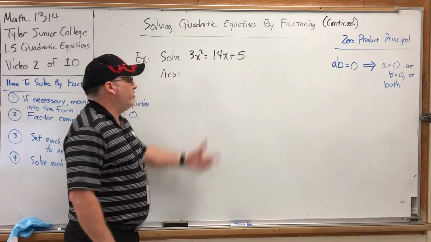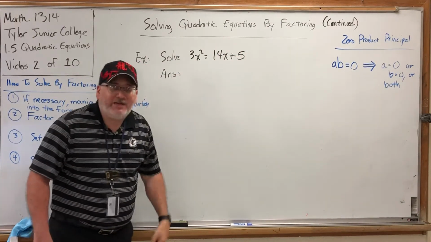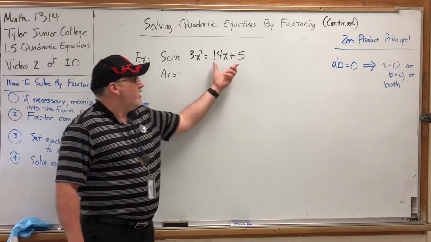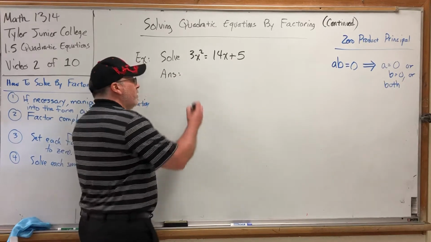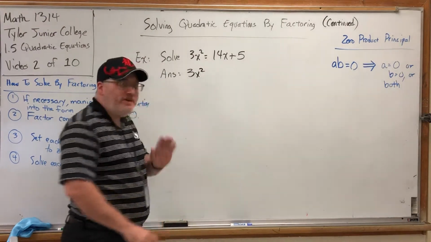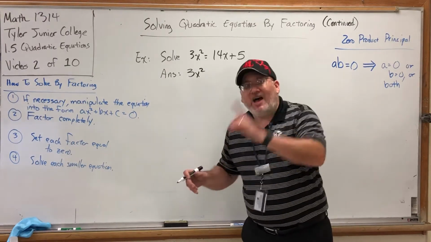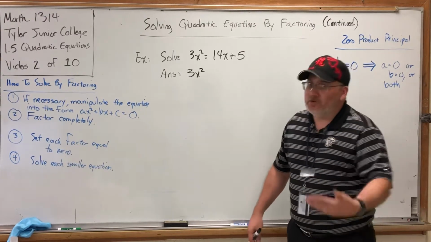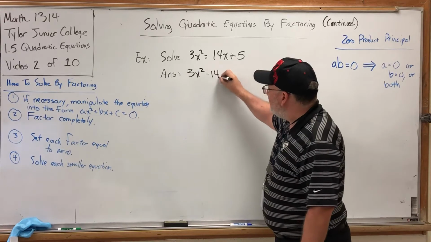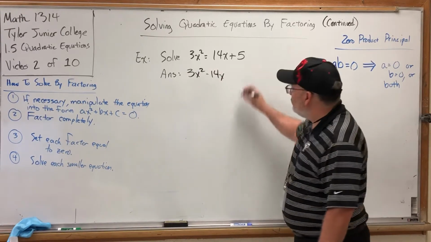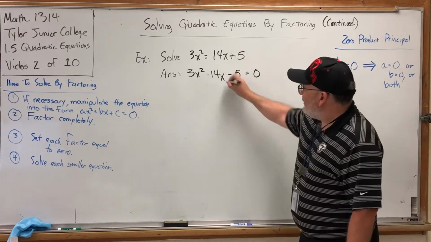Now, technically, I should write minus 14x on both sides, minus 5 on both sides, cancel everything on the right, and leave a zero. But the net result of that is the terms on the right side essentially move to the left side and change their signs. That's a skill I want you to be able to pull off immediately without question. Moving terms from one side of an equal sign to the other side and changing the signs of those terms. So leave the 3x squared on the left, move the 14x to the left, it will change signs and become negative. Move the plus 5 to the left, which will also change signs and become negative. That empties out the right side, makes it equal to zero, and this is ready to factor.